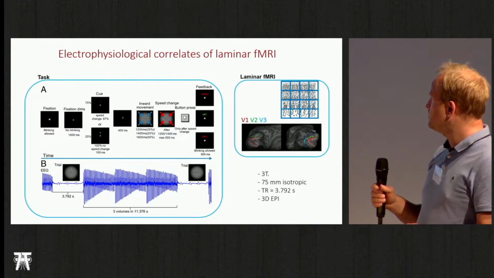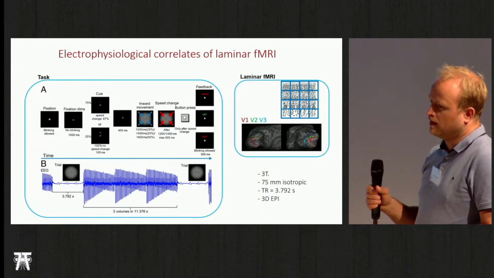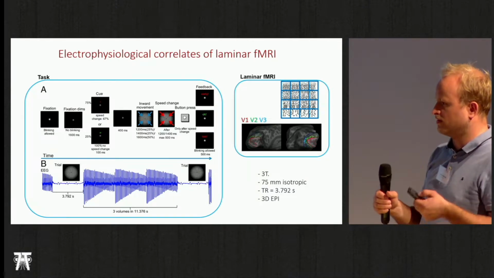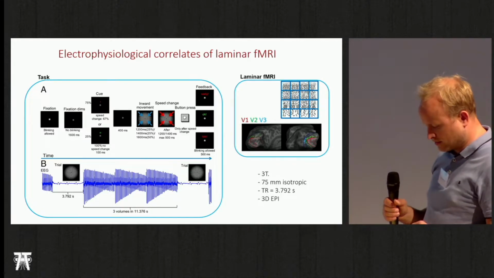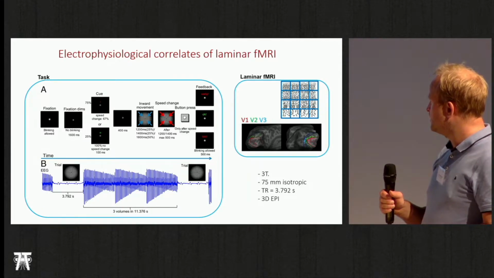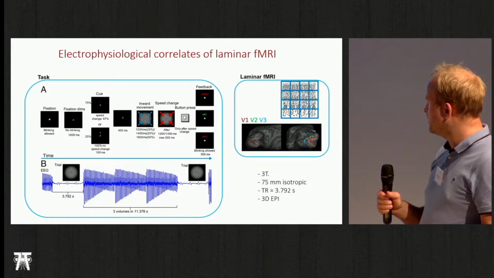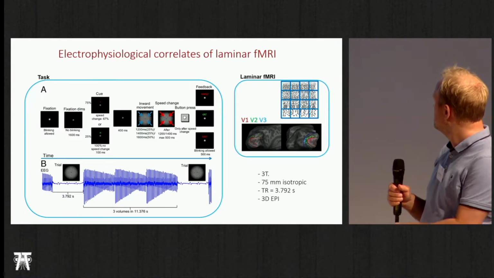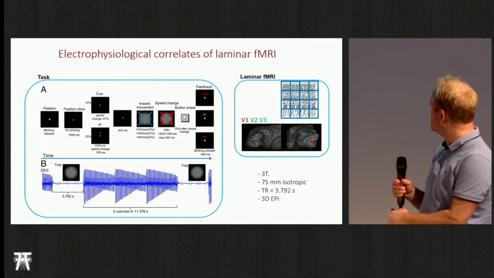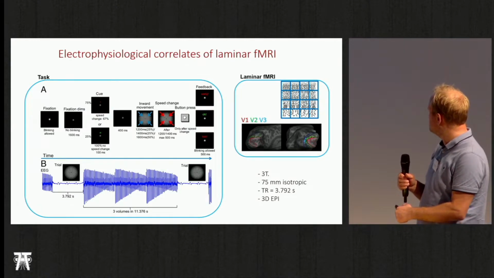The likelihood of this speed change was skewed. In one condition it was 67% likely to happen, and in the other condition it would certainly not happen. This gives us an attention contrast that we will later also use. We used an interleaved sequence where we had one trial in between every 3 volumes, and simultaneously we measured laminar resolved BOLD signal at V1, V2, and V3.